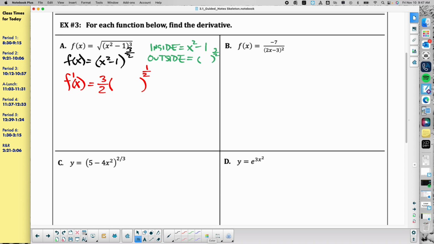Now this is where some students get totally lost and confused. I get why. The inside will stay the same. The most common mistake by far is to take the derivative of x squared minus 1 and put it in there and be done. I get why, but you're not going to. So this stays x squared minus 1. We did the derivative on the power portion of it. And then now we're going to take times the derivative of the inside, which would be 2x. Now, if the derivative of the inside is a bunch of things, you put it in parentheses.